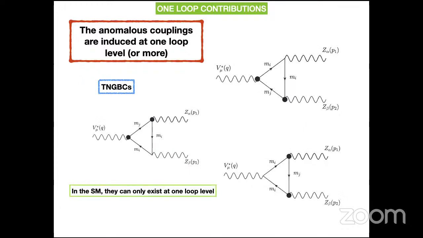And well, I also show the case for the linear neutral gauge boson couplings. In the standard model, they can only exist at one loop level. And here I show the contributing Feynman diagram for these couplings in a beyond standard model where flavor changing neutral currents are permitted. But for the case of the standard model, we have the same masses for all the fermions in the loop, right?